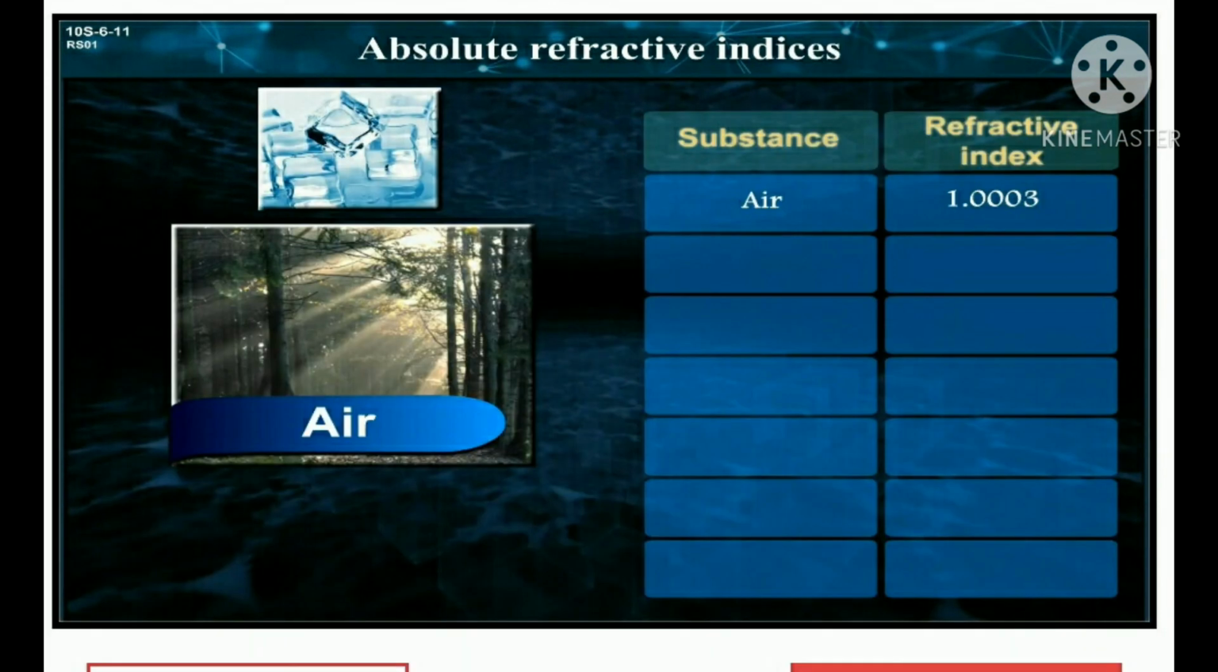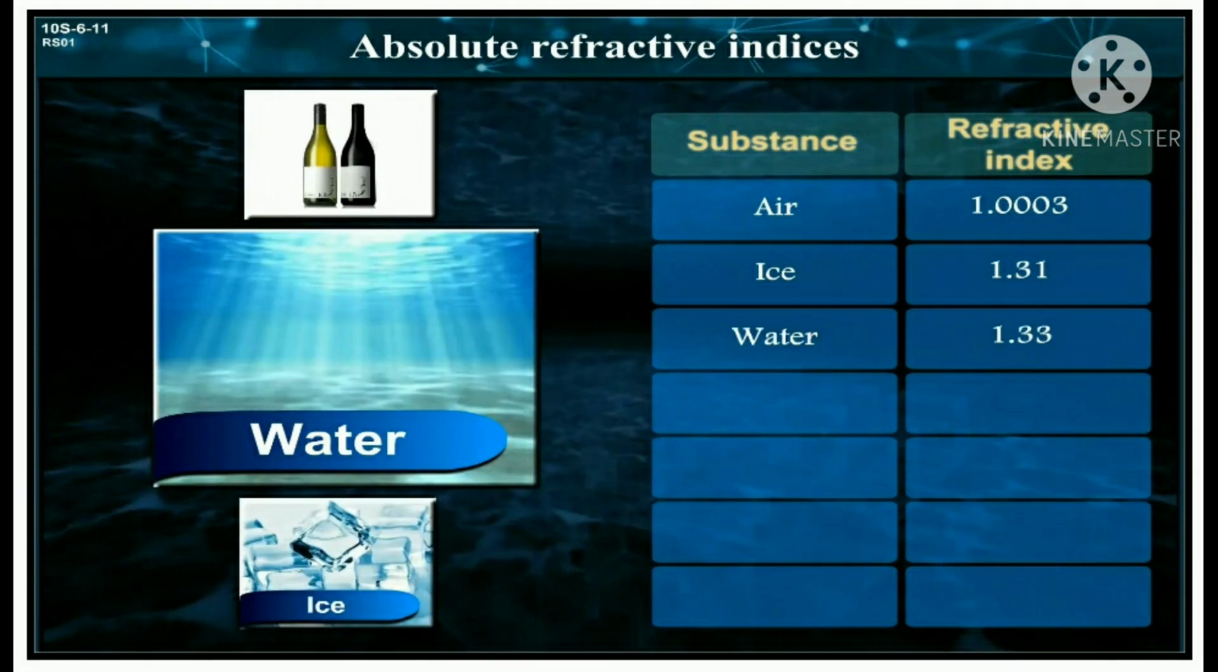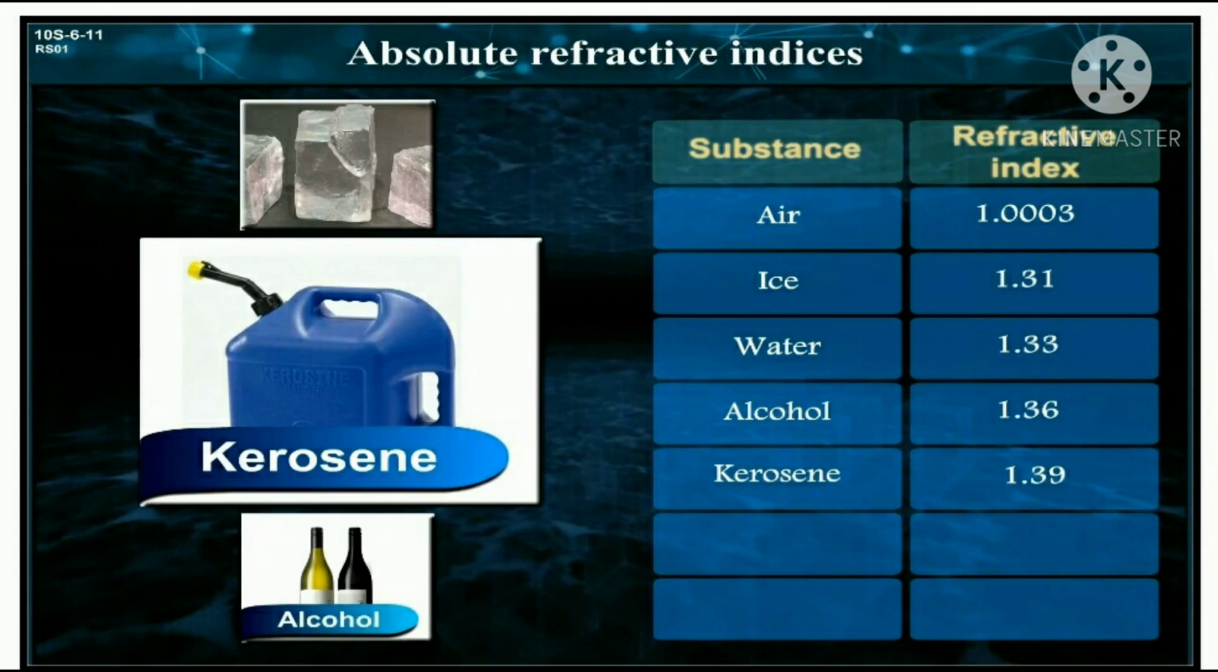Let's see absolute refractive indices of some media. Air, 1.0003; ice, 1.31; water, 1.33; alcohol, 1.36; kerosene, 1.39.